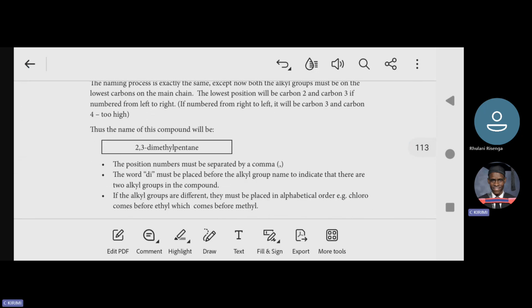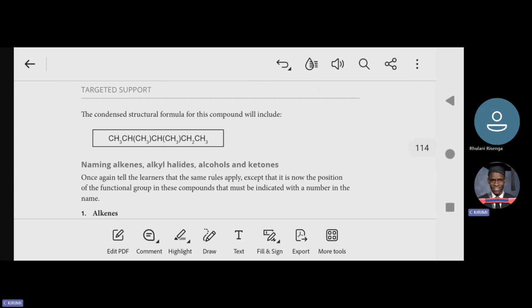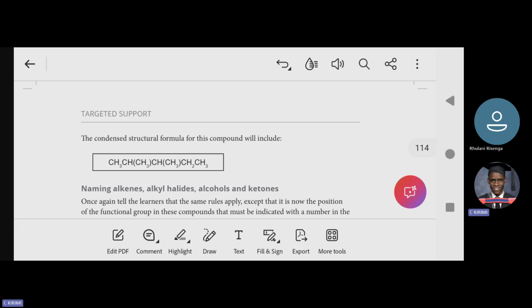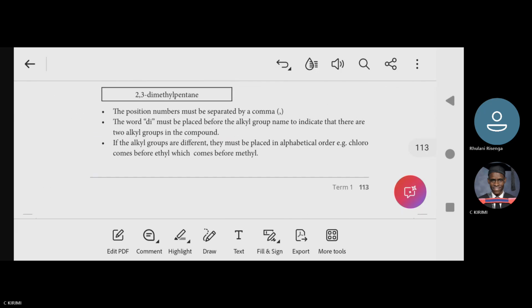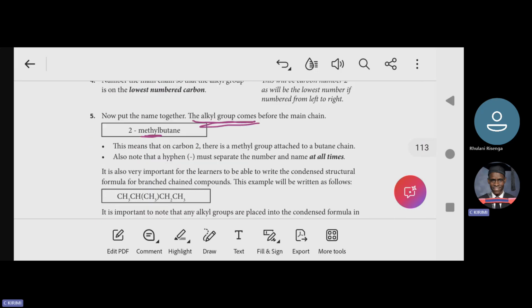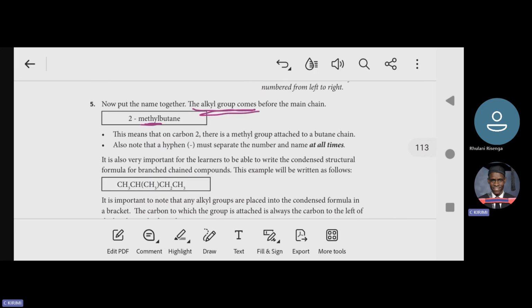So we have talked about the molecular formula, condensed structural formula, and then the structural formula. So in this case here, before we go there, and then the hyphen, you can also note that the hyphen must separate the number and the name at all times. It is also important for learners to be able to write the condensed structural formula for the branch chain compounds. This example will be written as follows.